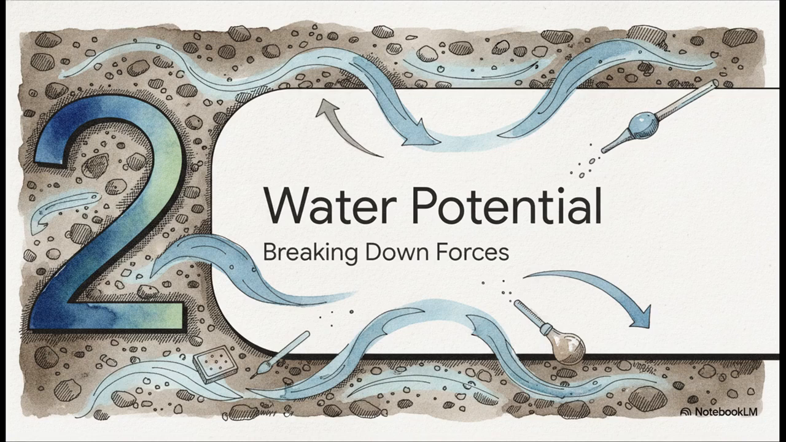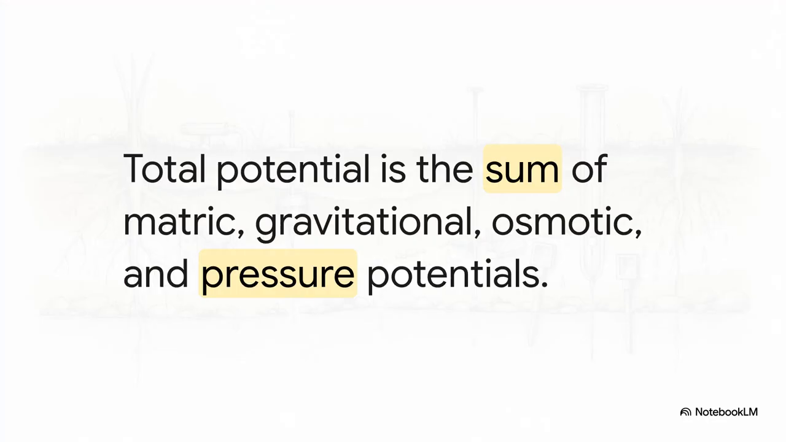Moving right along to Section 2, components of water potential. This is where we break down those forces and actually put some math to them. To figure out how water moves, we rely on soil water potential. Basically, how much work does it take to move soil water against these force fields, compared to just pure water at a baseline reference state?